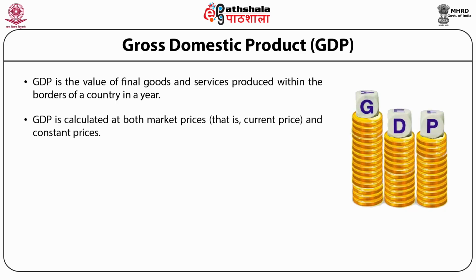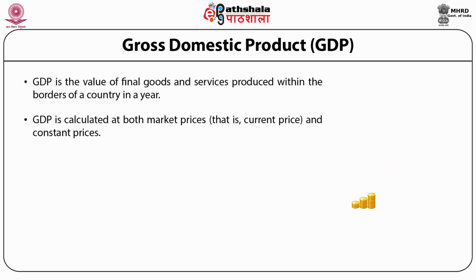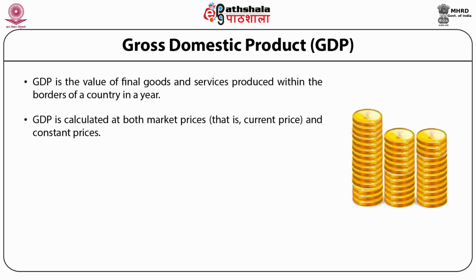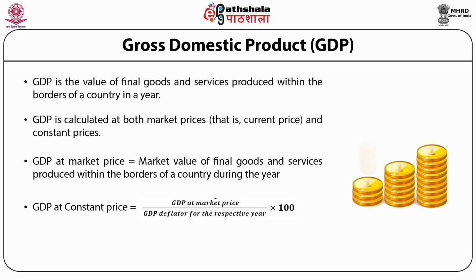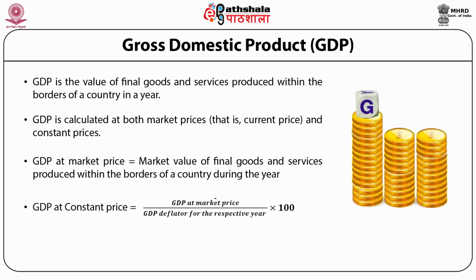GDP is calculated at both market prices, that is current prices, and constant prices. GDP at market price is simply the total value of final goods and services produced within a year at current prices. To obtain GDP at constant prices, GDP at market prices is divided by GDP implicit price deflator, or simply GDP deflator, and multiplied by 100. GDP at constant prices is also called real GDP. Since the GDP at constant prices is calculated using the base period prices, the base period is always mentioned.